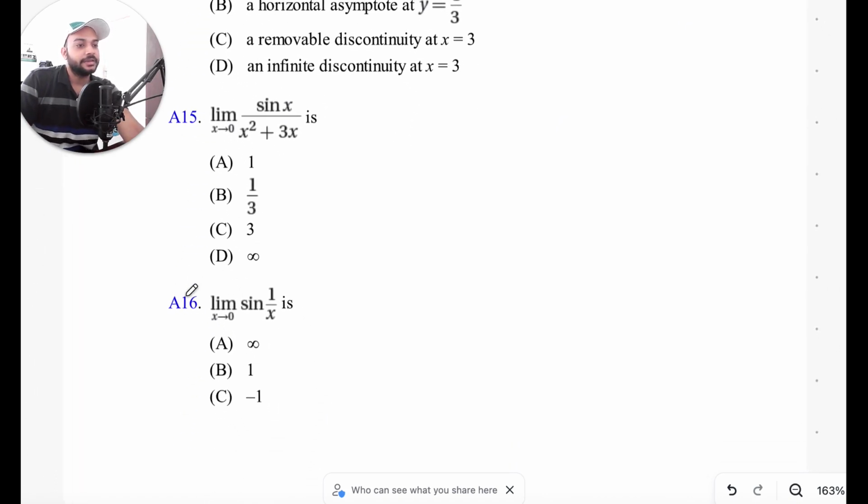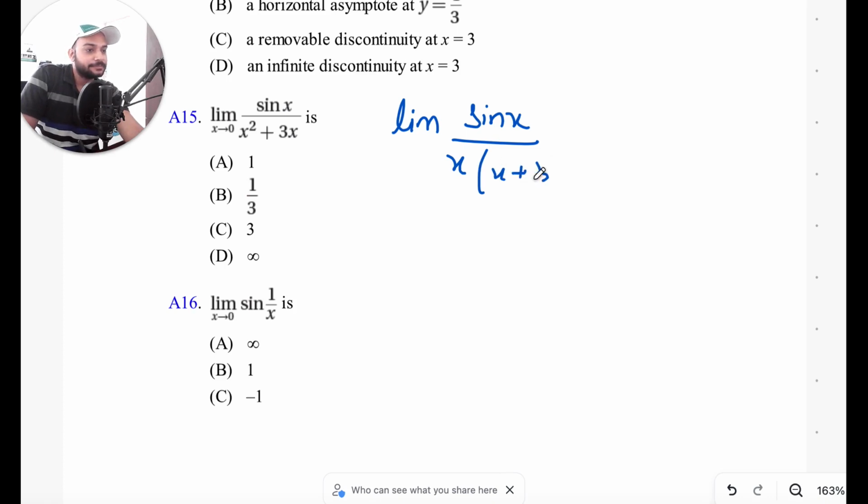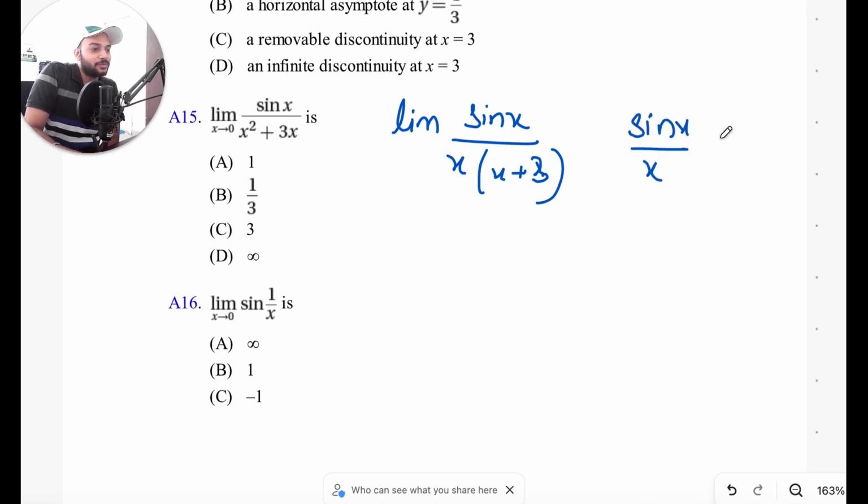A15, limit x tending to 0 of sine of x over x squared plus 3x. Okay, x squared plus 3x is again going to give us 0 in the denominator. So we cannot do that. So what we can do is limit of sine of x over x times x plus 3. Okay. Now we can treat these as two different functions. How? We can split this as sine of x over x as 1 multiplied by 1 upon x plus 3.